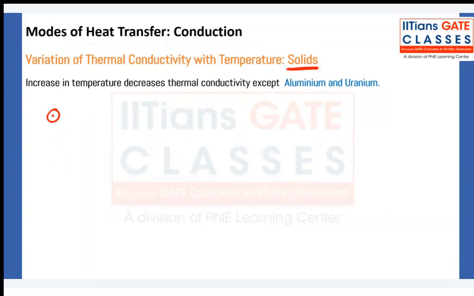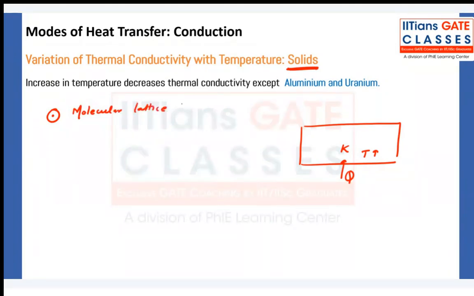Let's say you have a solid body and it has some thermal conductivity K. But when you start giving heat, its temperature is going to increase. So how is the thermal conductivity going to be affected by the increase in temperature? So what do we know? That in solids, heat transfer takes place because of molecular lattice vibration and free electron transfer.